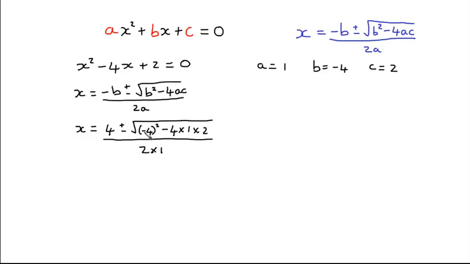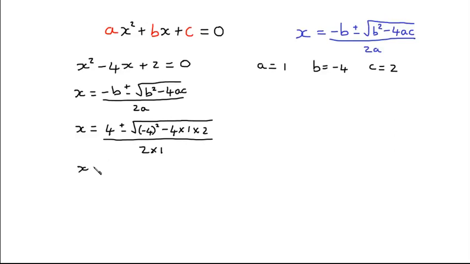Now be very careful. It's very easy to make mistakes, to either just divide part of this by 2a. It's got to be the whole thing. The other common mistake is to divide by a by mistake. It's always 2 times a. Okay, now we can simplify this a bit.